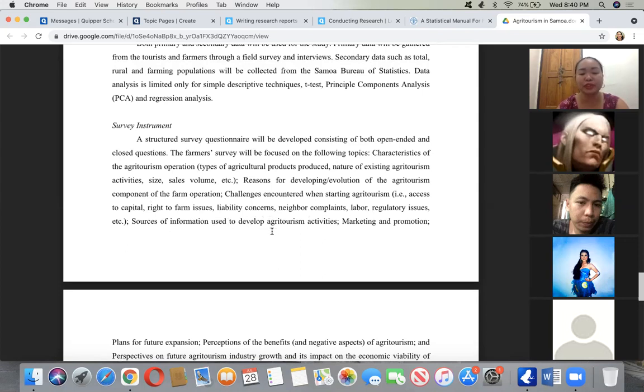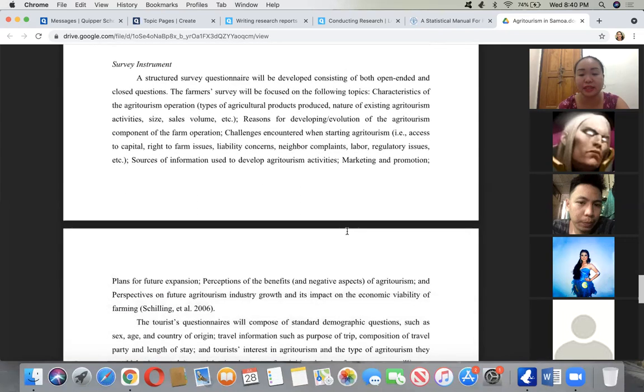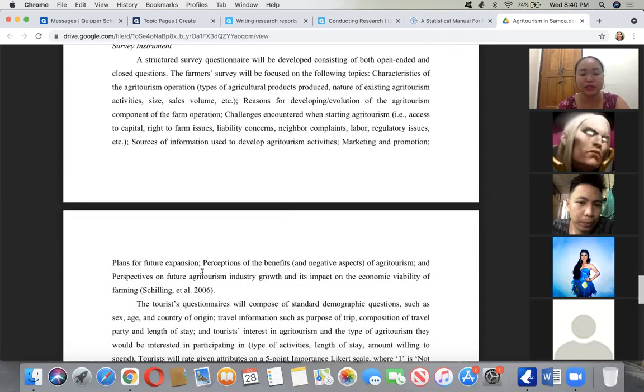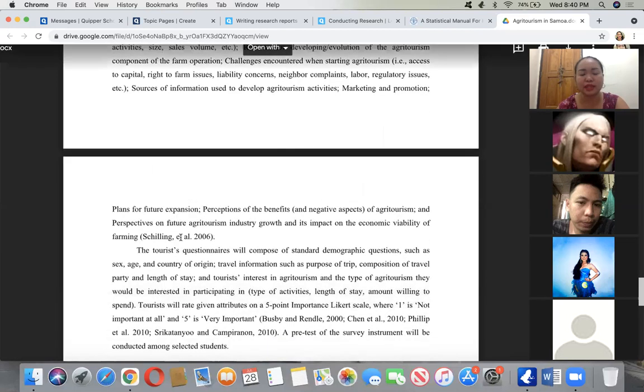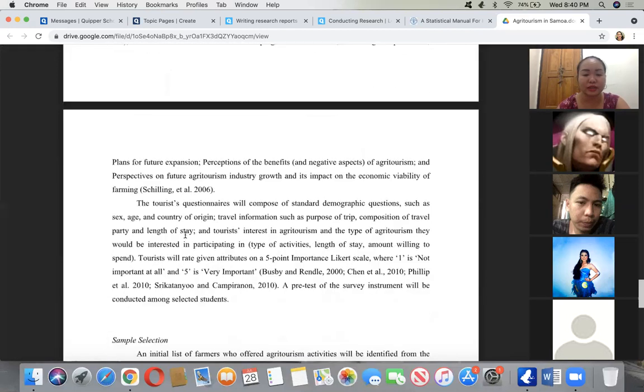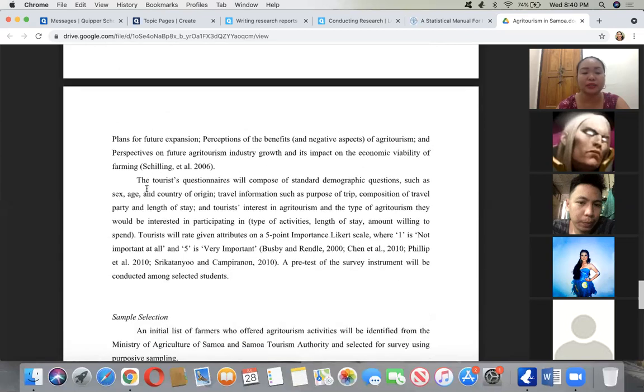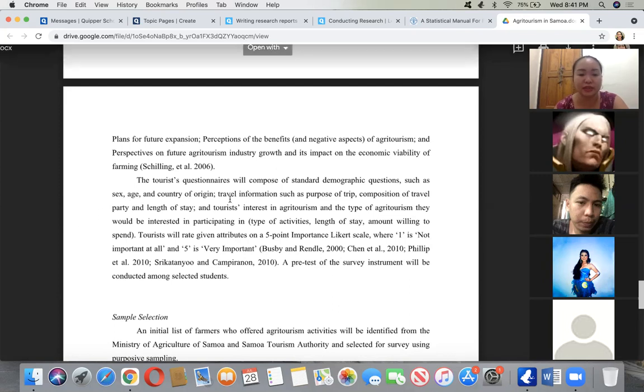And the sources of information used to develop agritourism activities are marketing, promotion, plans, and so on. And this is based by an author. And the tourist questionnaire will be composed of standard demographic questions. When we say demographic questions, it's about the community level, like how old are they, and how many are they in the family, and something like those. Such as the sex, age, country of origin, travel information, and so on.